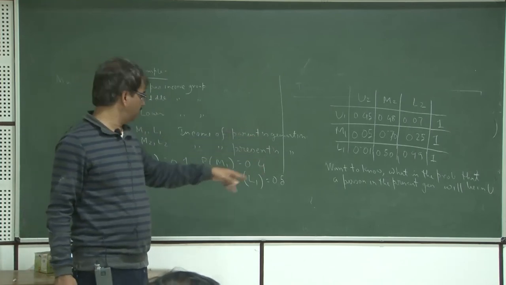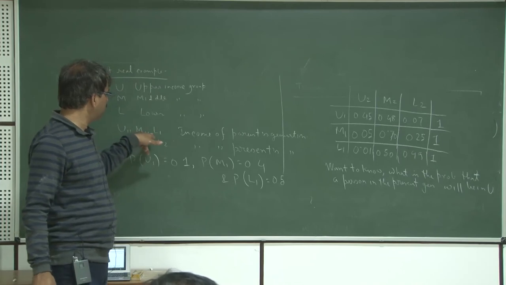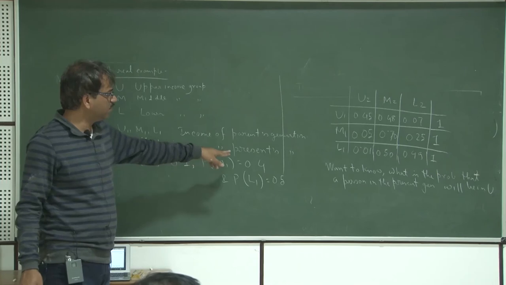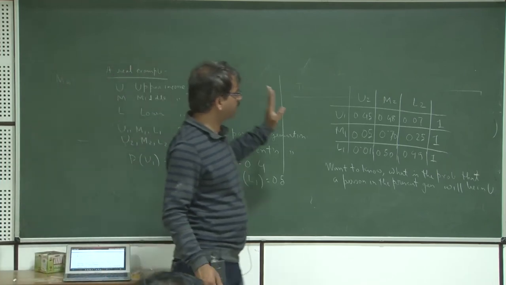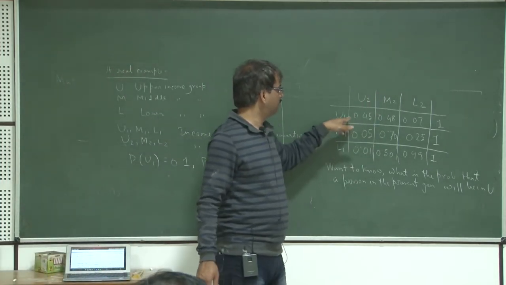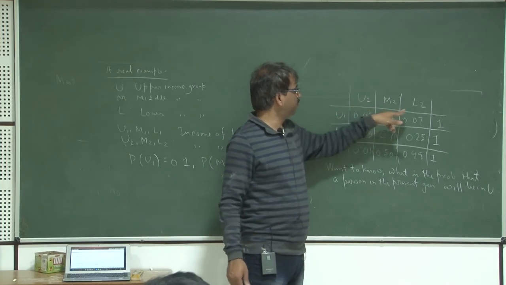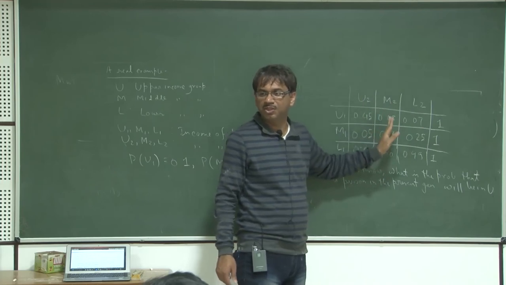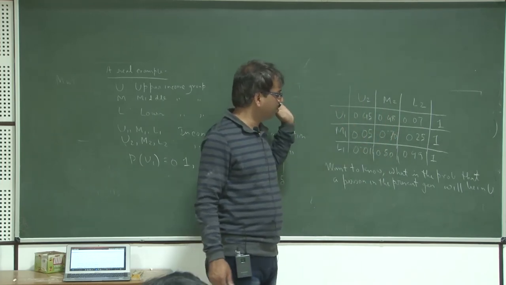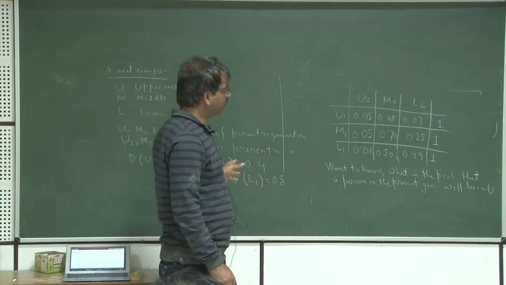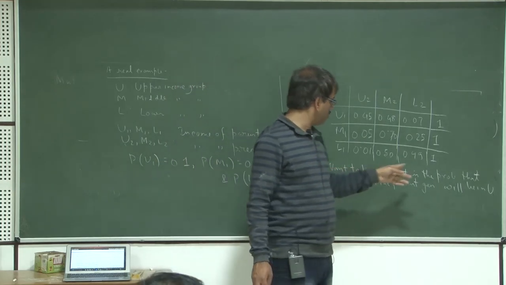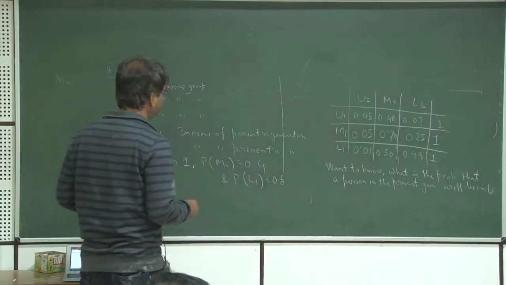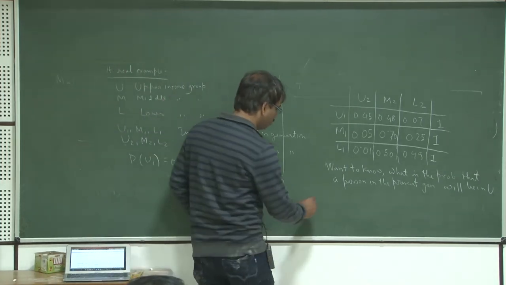Present generation means, I have written, U1, M1, L1 is the income of the present parents' generation, and U2, M2, L2 is the income of the present generation. And that matrix is given to us: U1, U2, U1, M2, U1, L2, M1, U2, M1, L2, all those combinations we have, that information is given to you. Now the question is: what is the probability that a person in the present generation will be in U? So that is the probability of U2.